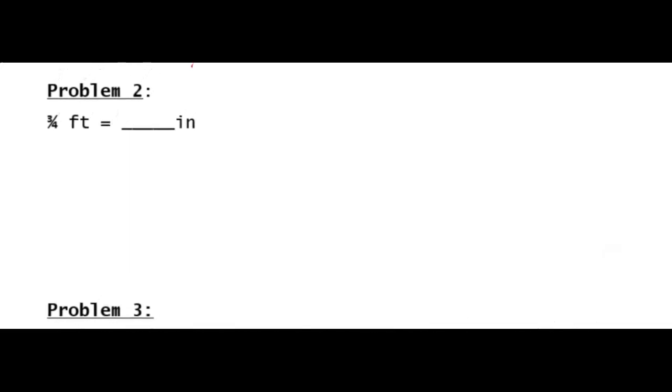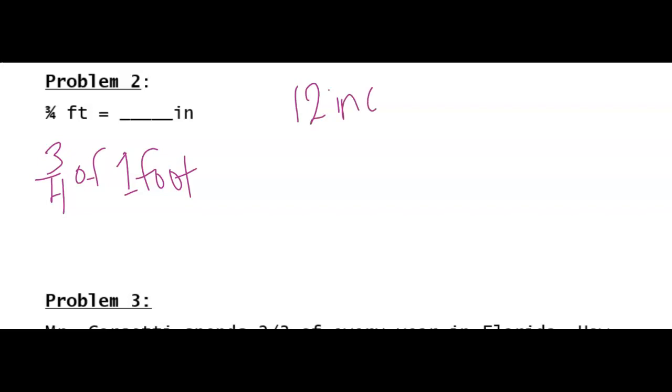Alright, so now we're looking at number 2. It's asking us 3/4 of a foot. How many inches is that? So the first thing you'll notice is that feet are bigger than inches. So we're going to go ahead and write 3/4 of 1 foot. What is that? Well, something that you know is that there are 12 inches in 1 foot. You need to know that to be able to do the conversion.